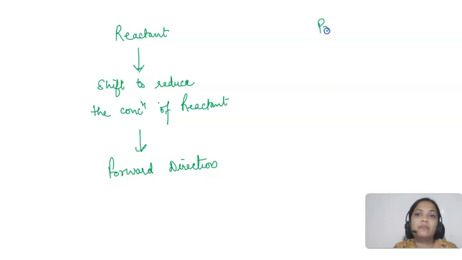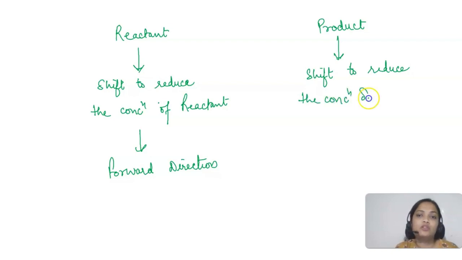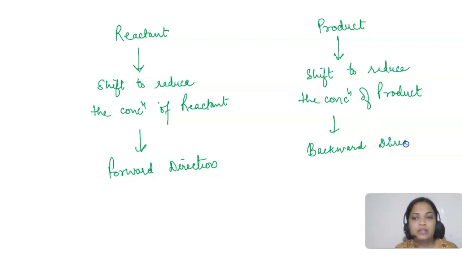But if I am adding product, try to understand, the equilibrium will shift to reduce the concentration or amount of product. How will the amount of product decrease? If it converts back into reactant, meaning the system will shift to the left-hand side and the equilibrium will shift in the backward direction. So this is very important, keep that in mind.